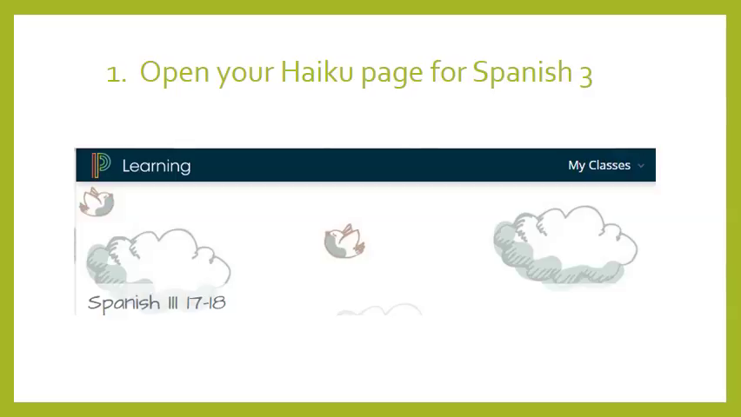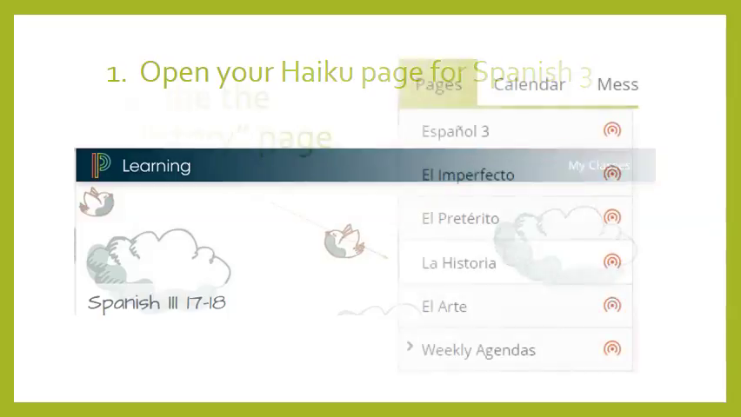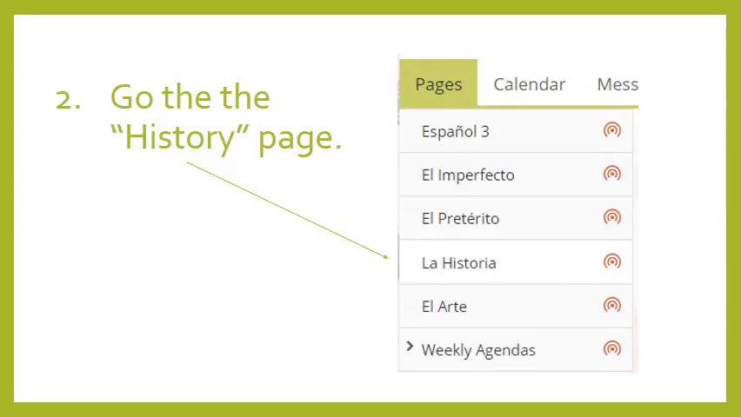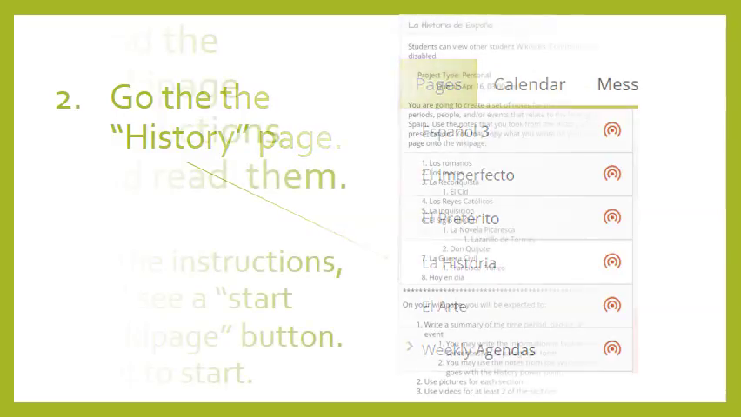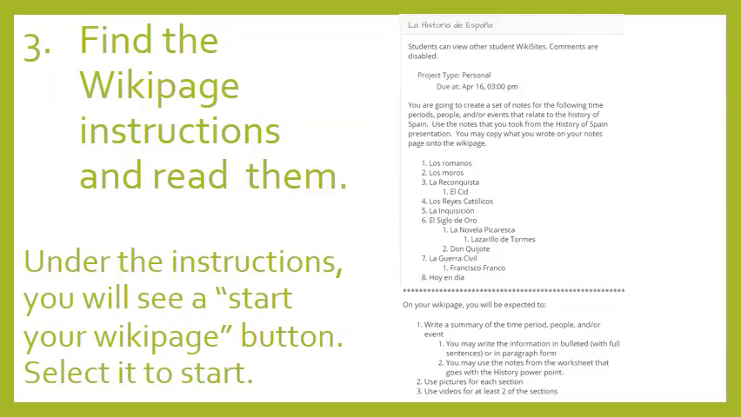So we are going to start off on our haiku page for Spanish 3. Go to the history page. Once you're on the history page, you're going to find the wiki page instructions and read them. Once you feel that you have a very good grasp of what it is that you're going to be doing, and you have all the materials with you that you need, under the instructions, you'll see a Start Your Wiki Page button. You're just going to select it to start your wiki page.